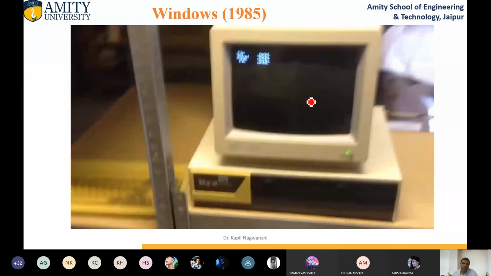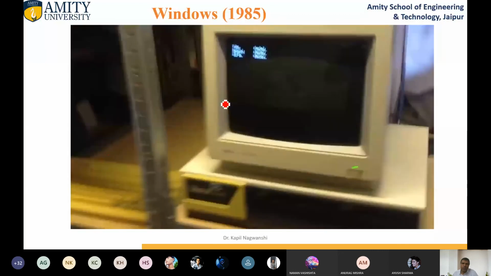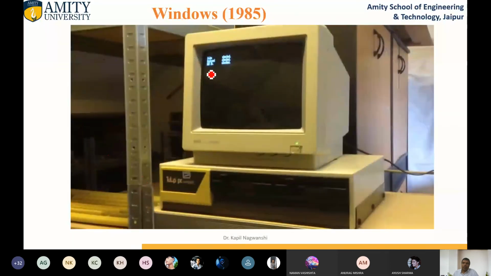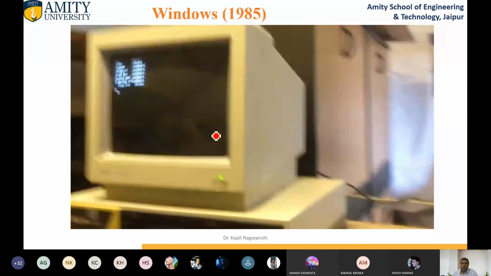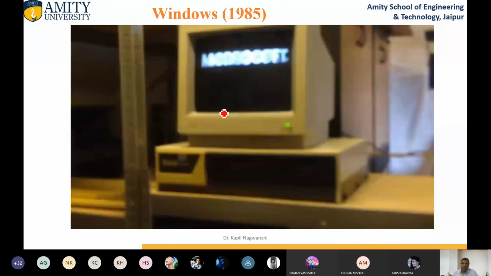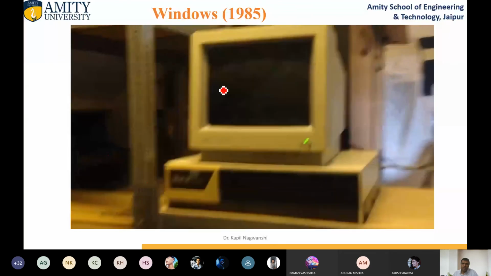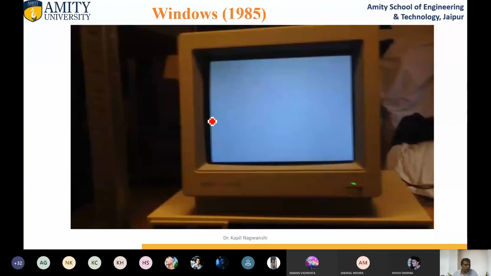Now we restart the system, and it is starting the Microsoft Windows operating system. The monitor is quite big. Now it is checking for the floppy disk, parallel port, serial port. It was booting the system actually. Now Microsoft Windows 3.1 is coming into this system, and this is also based on a graphical user interface.